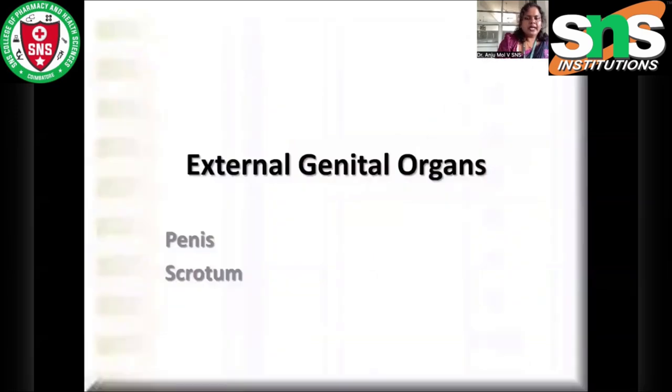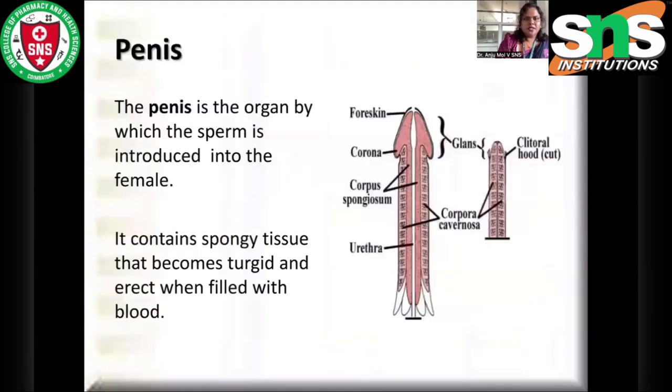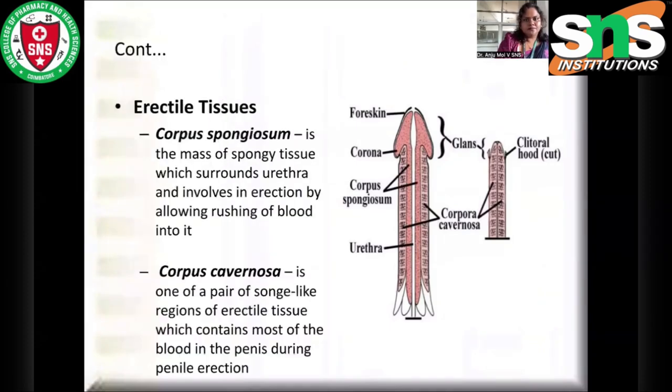Let's look into external genital organs, penis and scrotum. Penis is an organ by which the sperm is introduced into the female. It contains spongy tissue that becomes turgid and erect when filled with blood. Here they have shown the parts of the penis.